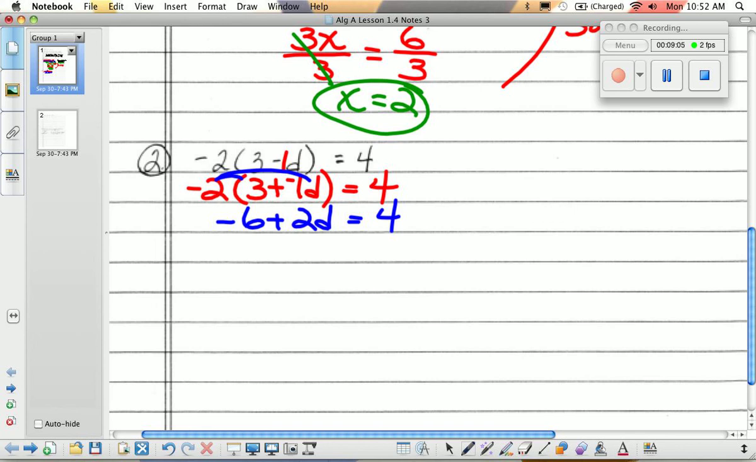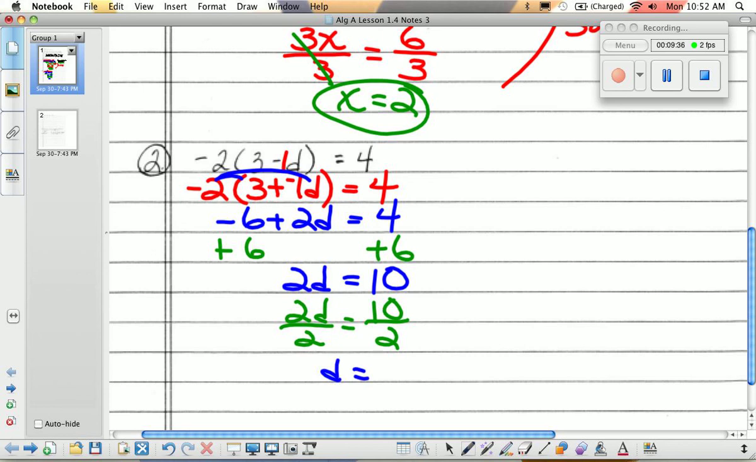Add 6 to both sides. Okay, now what are we going to do to both sides? Add 6. Now we're ready to solve, so we're doing the same thing on both sides. We now have 2d by itself. And what's our other side? 10. Equals 10. And what's our last move? Division. Divide by 2. And our solution is? 5. D equals 5.